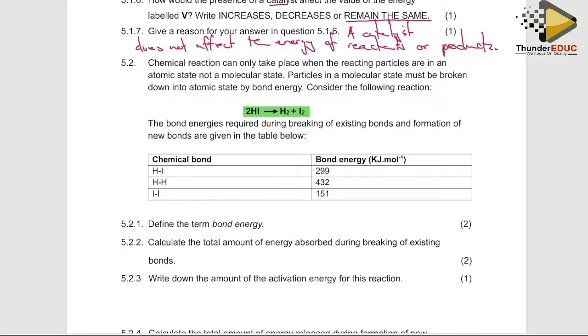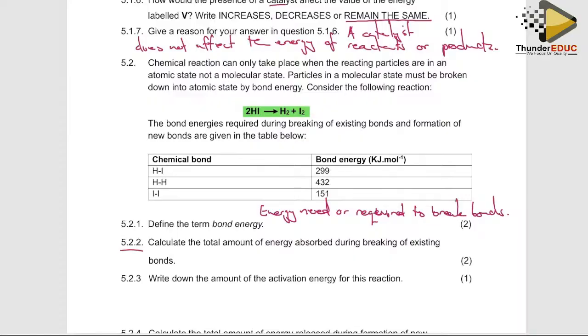Bond energy is defined as the energy needed or required to break bonds or overcome bonds, right? Then 5.2.2 says calculate the total amount of energy absorbed during the breaking of existing bonds, right? So what you're going to get there is equivalent to the total energy.